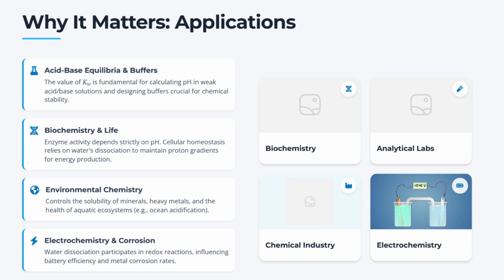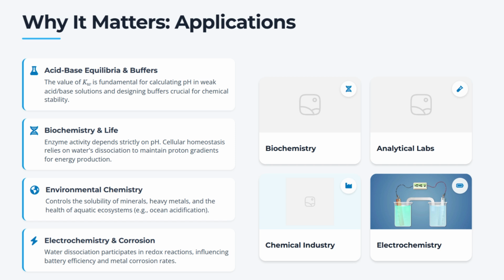Why does all this matter in the real world? Here are the applications, and this is why it matters. A. Acid-base equilibria and buffers. The value of K_W is absolutely fundamental for calculating pH in weak acid and base solutions, and for designing buffers, which are crucial for chemical stability in so many processes.